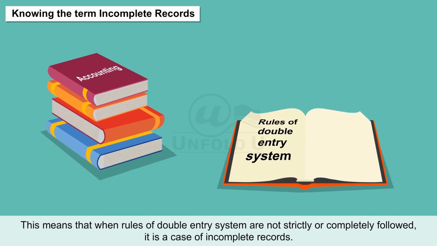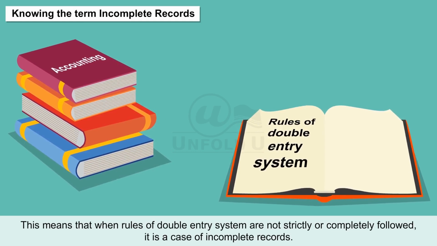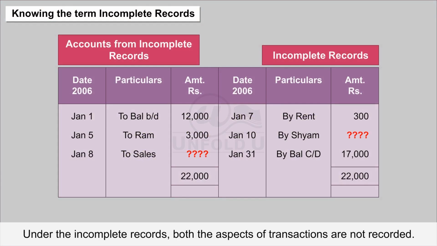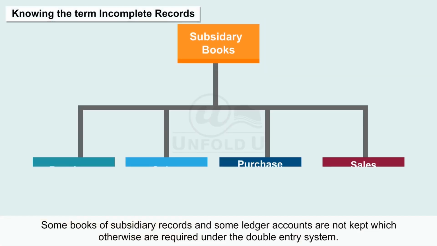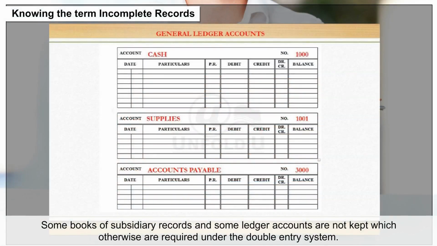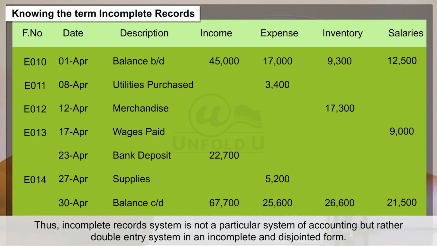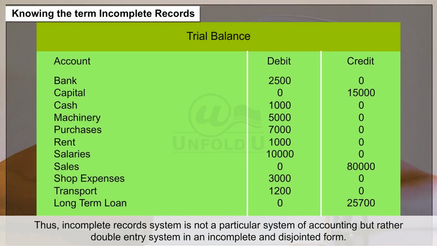This means that when rules of double entry system are not strictly or completely followed, it is a case of incomplete records. Under the incomplete records, both the aspects of transactions are not recorded. Some books of subsidiary records and some ledger accounts are not kept which otherwise are required under the double entry system.